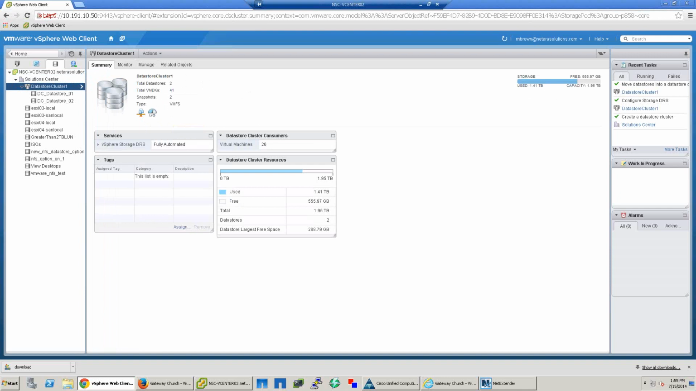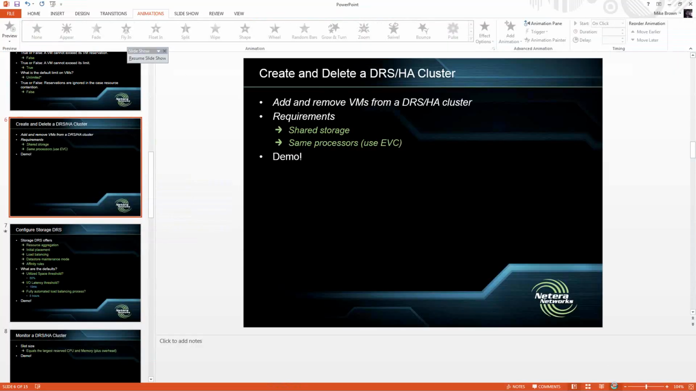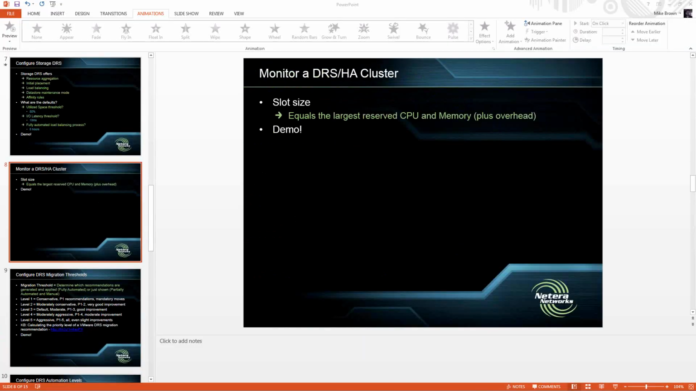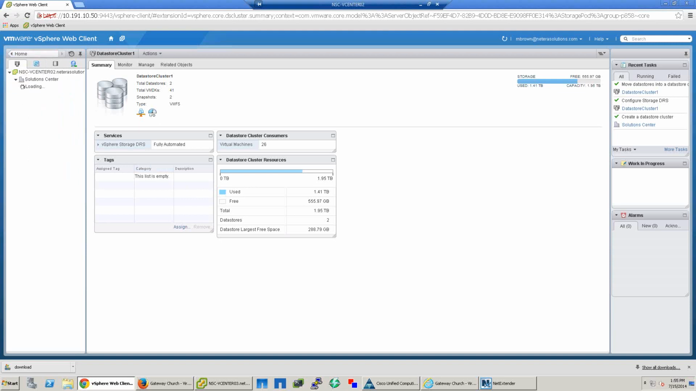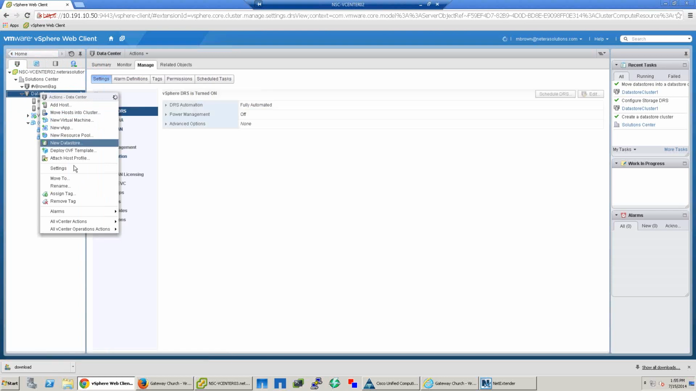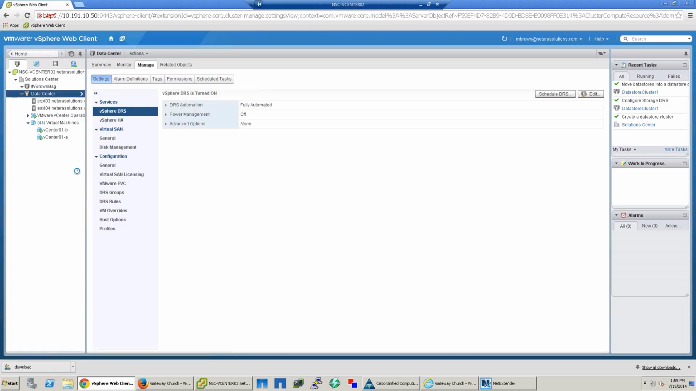All right, we have a little bit. Let's get back to the slot size. This relates to vSphere HA, and in particular, well, pardon me, I forgot my terminology. Here, I'll get it right here.